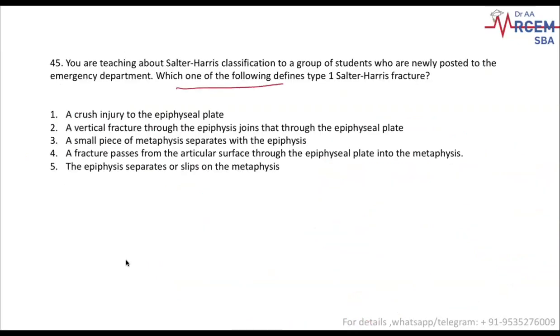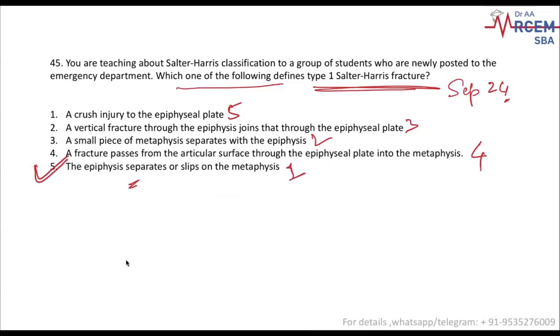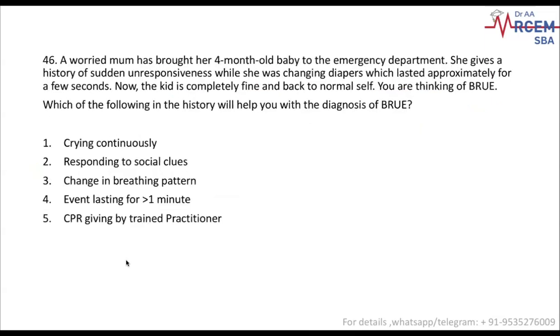Which one of the following defines type 1 Salter-Harris classification? This appeared in September 24. A crush injury to the epiphyseal plate is suggestive of type 5. A vertical fracture through the epiphysis and the epiphyseal plate is suggestive of the third one. A small piece of metaphysis separating with the epiphysis is type 2. A fracture passing through the articular surface, through the epiphyseal plate into the epiphysis, type 4. Epiphysis separates or slips on the metaphysis, type 1. So type 1 is the fifth option here. Be aware of the definitions.